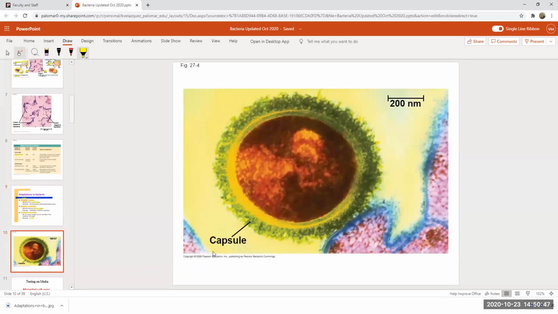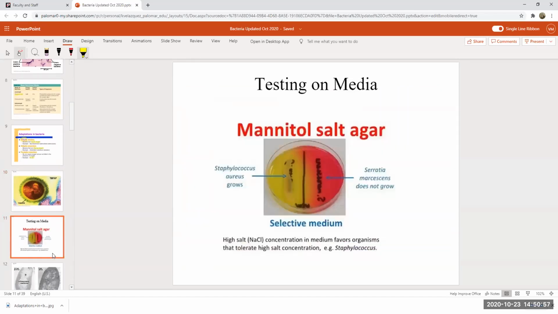This would be a picture of a bacterial cell surrounded by a capsule. So that would be another way we could identify what we're looking at, if we happen to see a capsule. And then different media for growing the bacteria. You can see that these two different species of bacteria reacted differently on this mannitol salt agar. So the Staphylococcus aureus grew and these other bacteria did not.